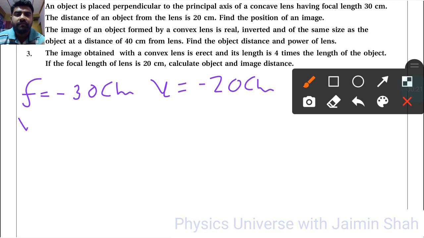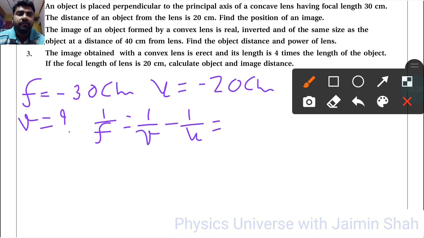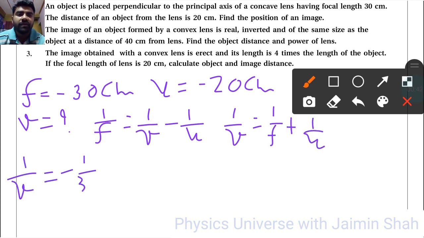So v is what we have to find. The formula for the lens: 1 upon f is equal to 1 upon v minus 1 upon u. Making 1 upon v the subject, 1 upon v is equal to 1 upon f plus 1 upon u. So 1 upon v is equal to minus 1 upon 30 minus 1 upon 20.